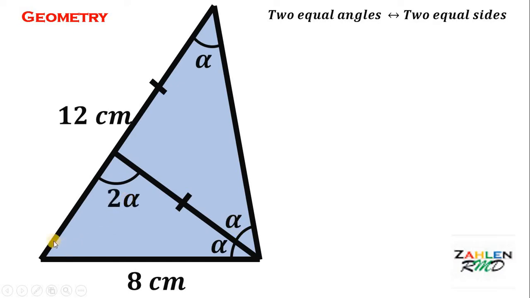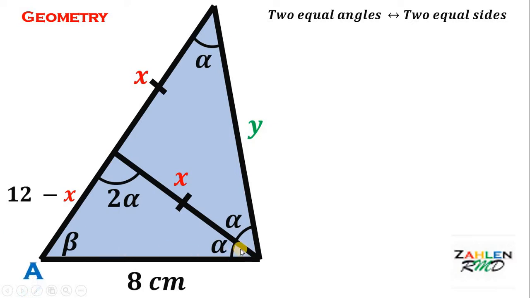Next, let's name the remaining angle as angle beta. Next, let's name this congruent segment as x. Therefore, this is x and this is also x. Now, since the whole segment measures 12 centimeters, the remaining segment must be 12 minus x. And the remaining side of this triangle, let's call this side y. For proper naming, let's call the vertices of this triangle A, this is point B, this is point C, and this is vertex D.